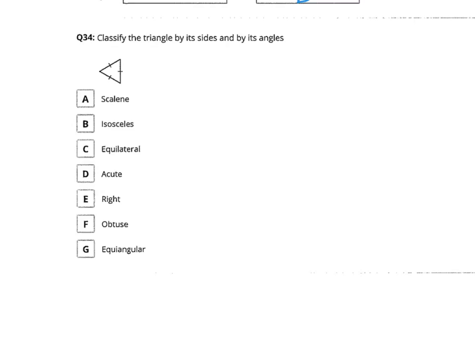Number 34, we want to classify this triangle by its sides and angles. Okay, so the first three in your choices, those are by your sides. So remember, scalene, isosceles, equilateral. This has 3 tick marks, which means each side is equal to each other. Okay, which also might mean something. Now your choices for angles are acute, right, obtuse, and equiangular. All right, that's 34.